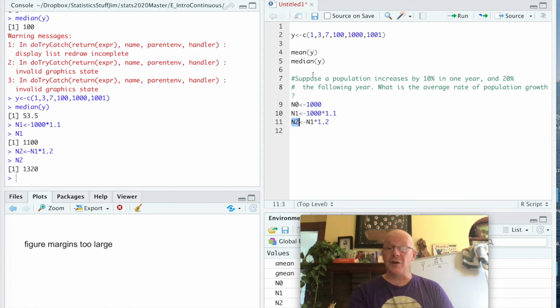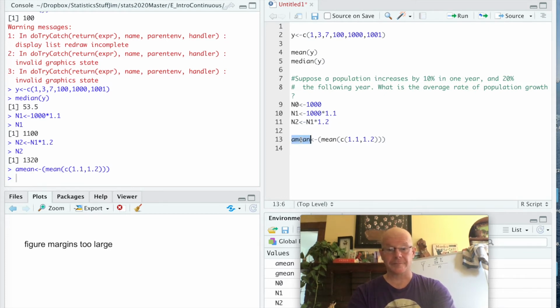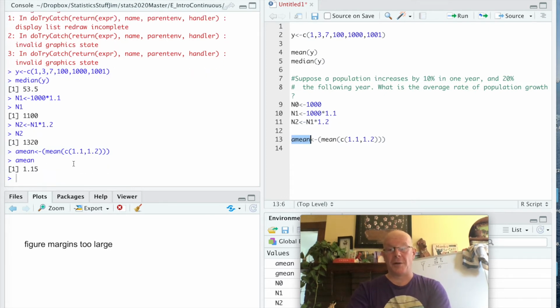Now, if we wanted to know what the average rate of population growth is based upon those data, it would be incorrect to use the arithmetic mean. So let's look at what the arithmetic mean is. We'll take the mean of 1.1 and 1.2, and I'm going to assign that. It's 1.15, right? The average between 1.1 and 1.2 is 1.15.